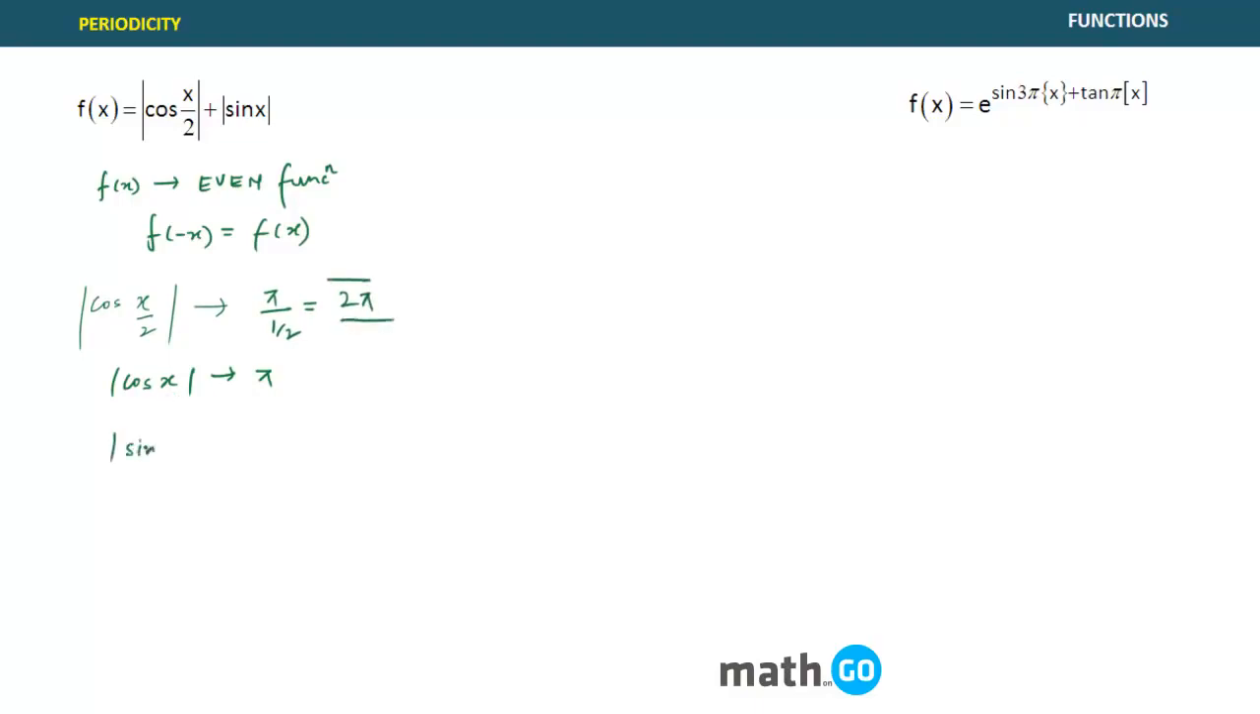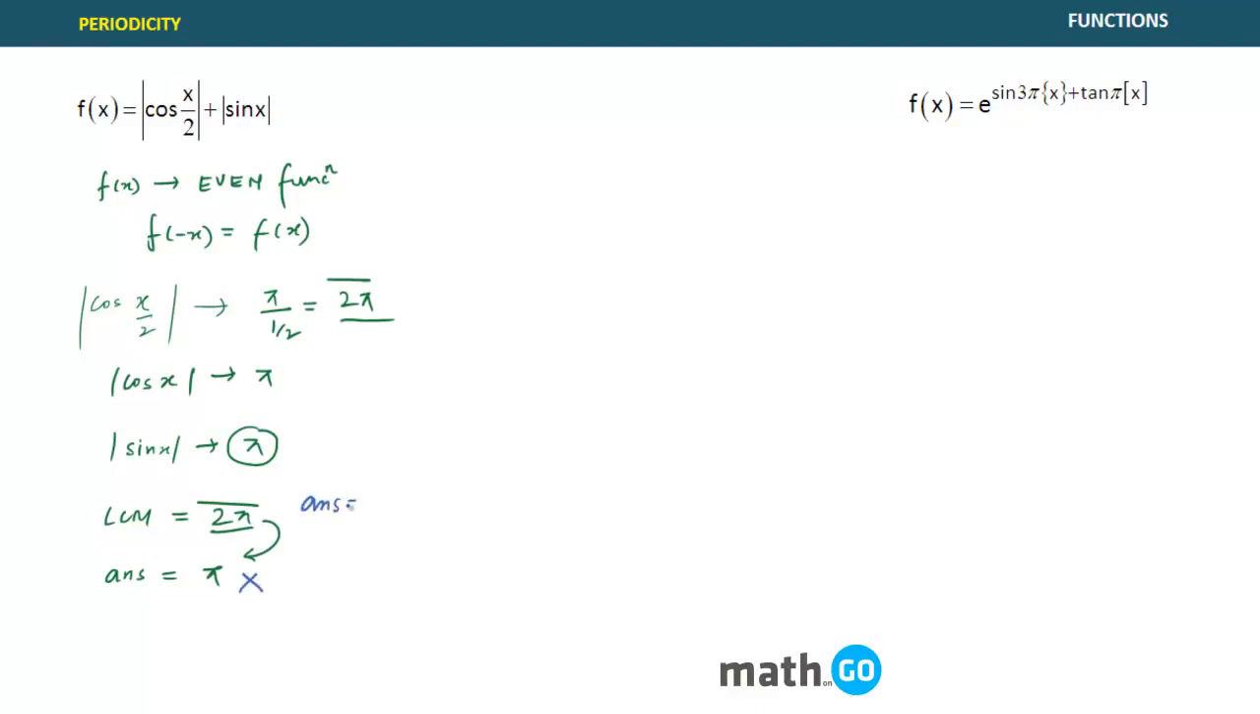Now what about modulus sin x? Modulus sin x has period pi. So now you have two answers, 2 pi and pi. So their LCM is 2 pi, right? But since this is an even function, what you will generally do is say, sir, the answer is not 2 pi, but the answer is pi. You will halve this answer, right? But see here, this answer is wrong. This is not the answer.